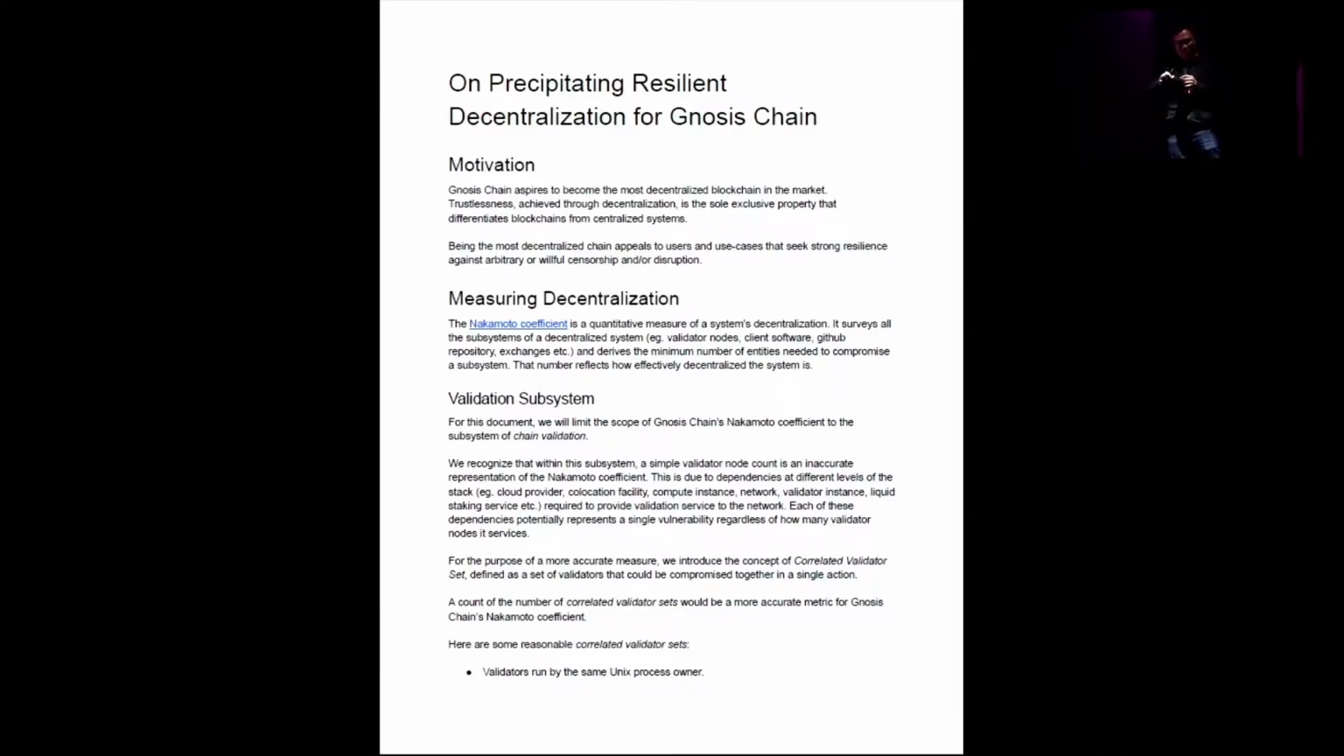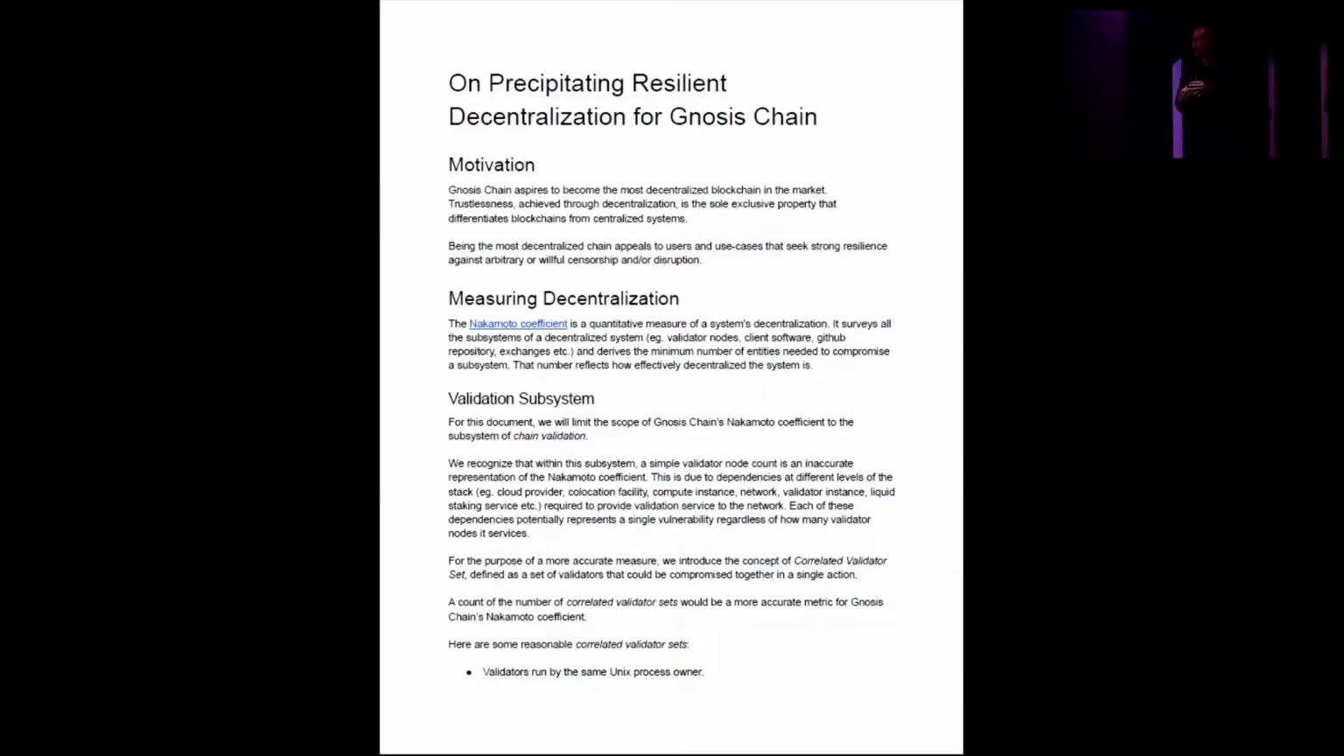And we restricted the scope of our effort for the next few quarters to just the validator subsystem. Of course, there are many others, like I said above. Just looking at the validation subsystem, it's already complicated, because the validator node count in a lot of these dashboards out there is not an accurate representation of the coefficient or decentralization, because it has all kinds of dependencies below it when you run a validator. And all these could be compromised together, right?